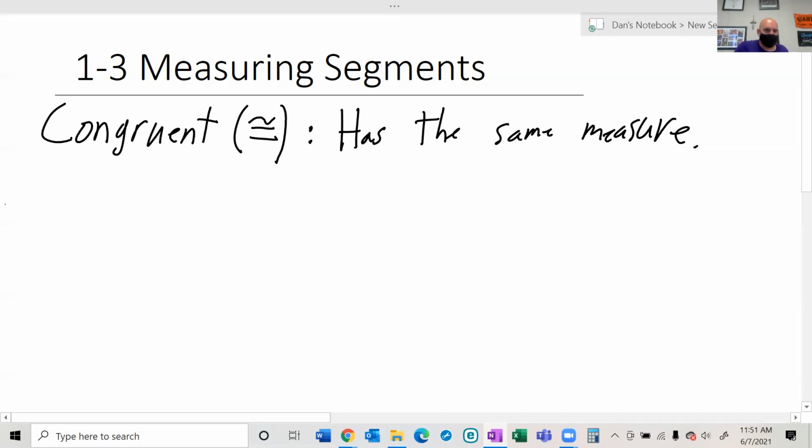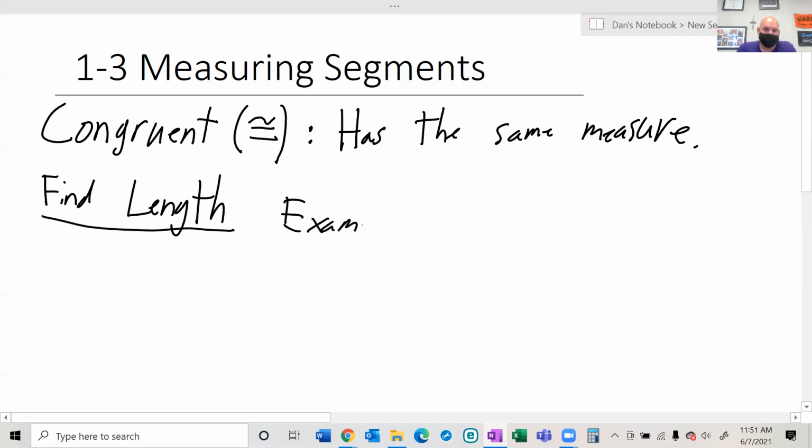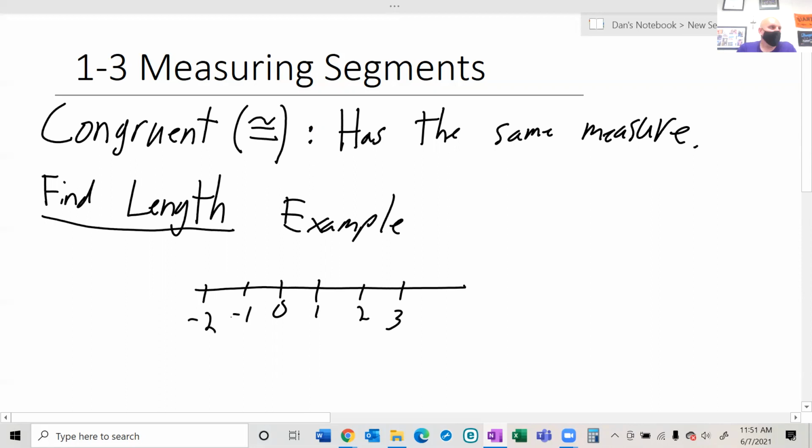First thing that they're going to do is ask you to find the length. Find length. And some of it is going to be super easy. We don't even need to have notes on this part. I'll just give you an example of what it will say for find length. It'll have two points on a number line, like 0, 1, 2, 3, and then over here -1 and -2. And then it'll have dots on there, a dot here, A, and a dot here, B. And it might say, find the length of AB.